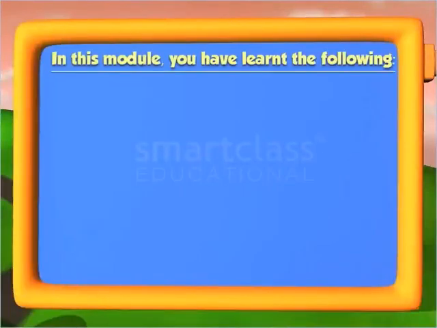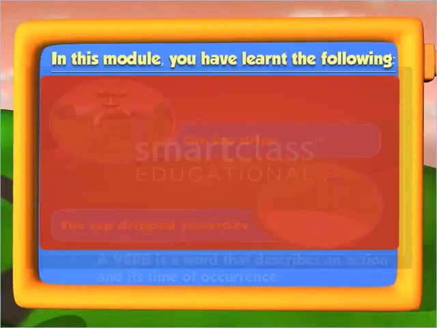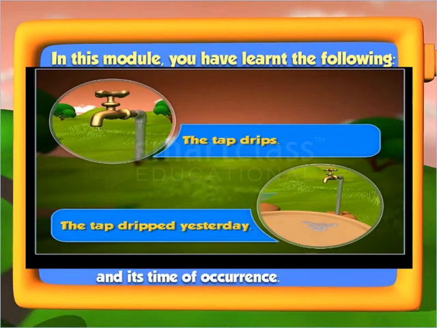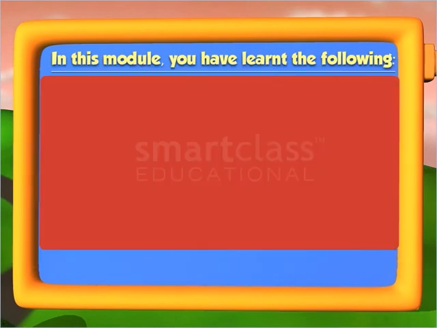In this module, you have learnt the following. A verb is a word that describes an action and its time of occurrence. To show that a verb is in the present tense, the verb is used as it is, or an S or ES is added to it. To show that a verb that ends in Y is in the present tense, the verb is used as it is, or the Y at the end of the verb is replaced with IES.